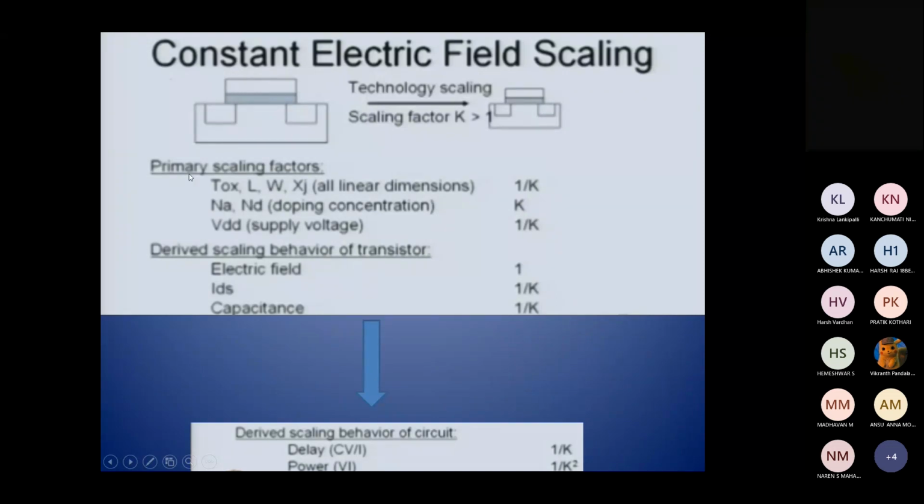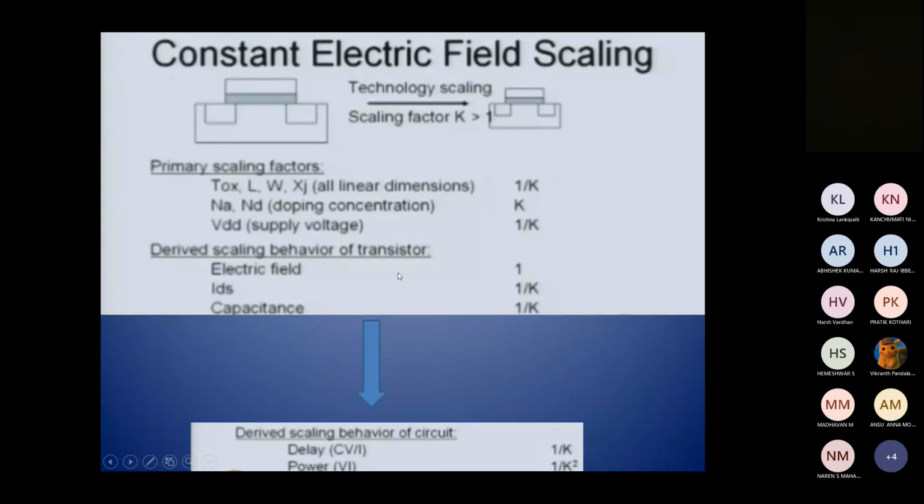Similarly, the supply voltage that we call VDD is divided by k. So for this smaller, miniaturized version of the devices, our supply voltage has to be divided by k. These are all primary scaling factors.